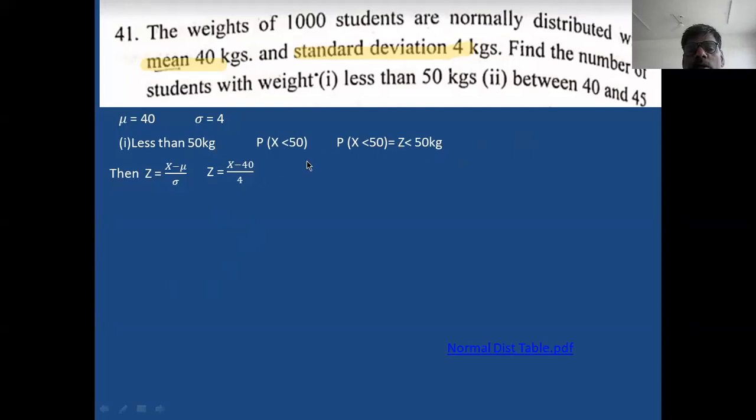In place of Z, you write this equation and fill the X value as 50 kg. Then probability of X is less than 50 is equal to probability of X minus mean divided by standard deviation. X minus mean divided by standard deviation is the Z value. It is the standard one, Z value. And in the same equation, you fill the value.